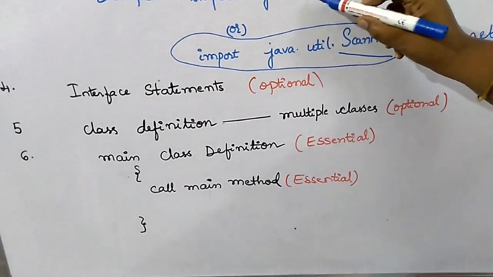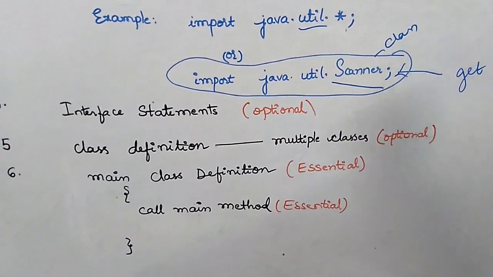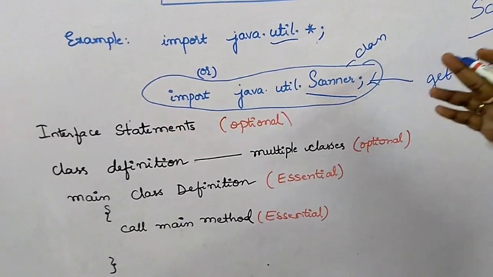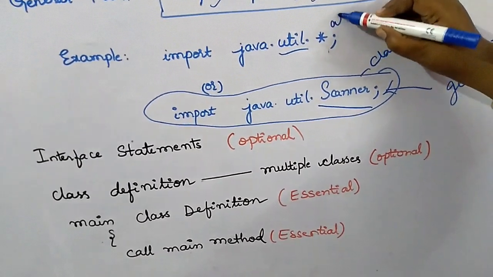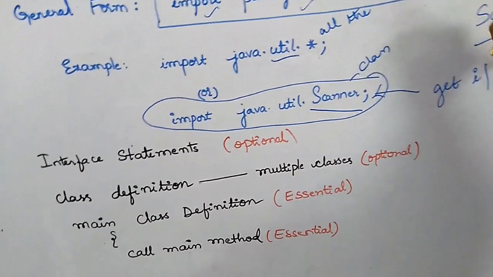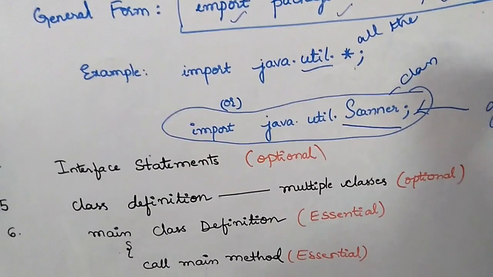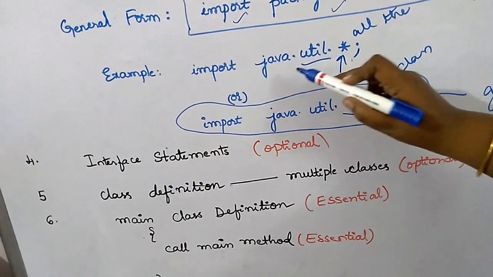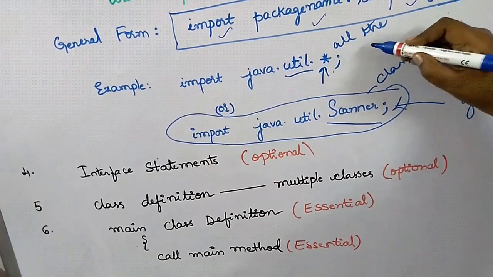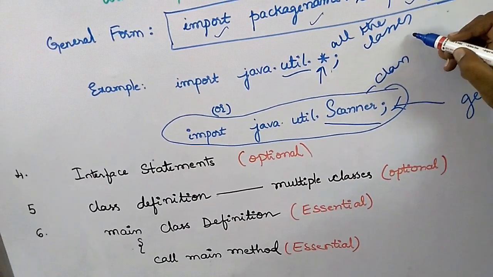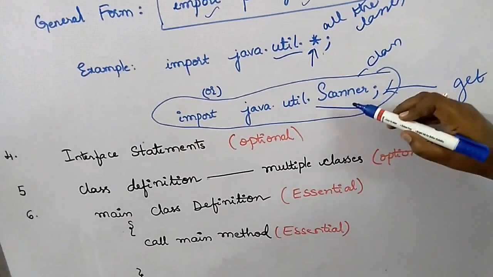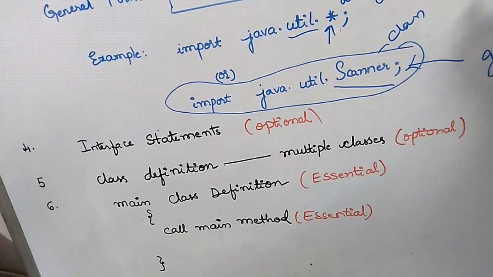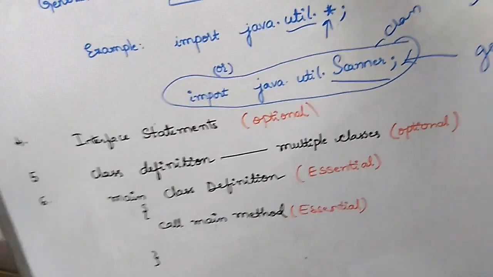The util package has many classes, not only Scanner, hundreds of classes. If you want to include all the classes in your program, maybe because you are using most of the util package, then you put a star over here. So import java.util.star will import all the classes into your program. Or if you are very specific about the class name, you can simply include the class name over here. That is the use of the import statement, and this is also optional.